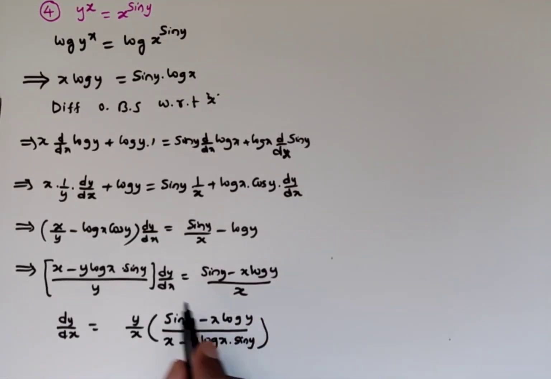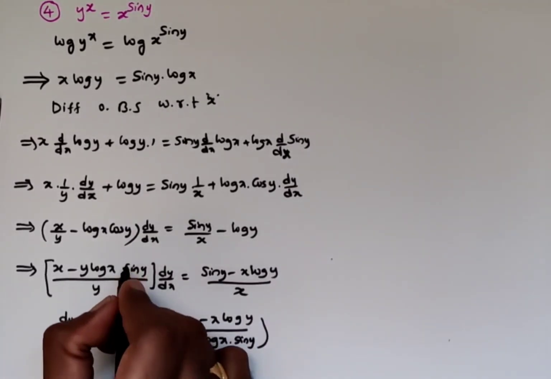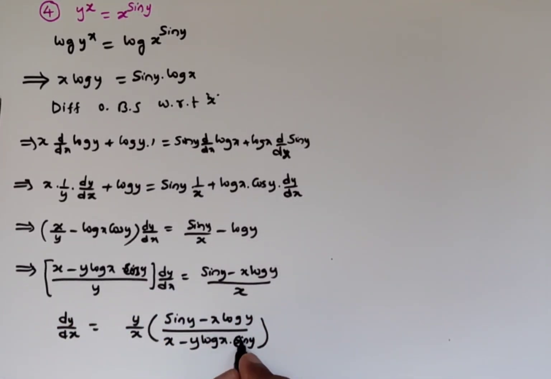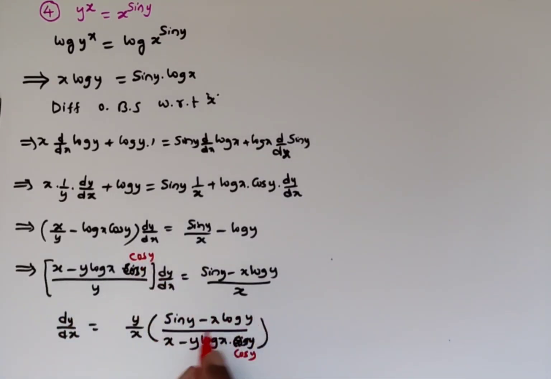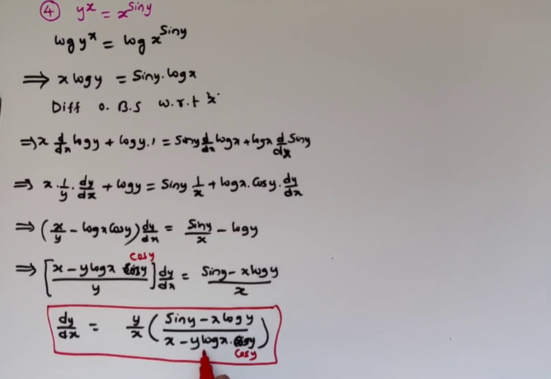I guess here something is missed. See, it is log x into cos y, but log x into sin y results. So it is cos y. So finally this is cos y. Here I am writing with the red pen. So this is cos y. Here also it is cos y. So the final answer is dy by dx is equal to y by x times of sin y minus x into log y divided by x minus y into log x into cos y.